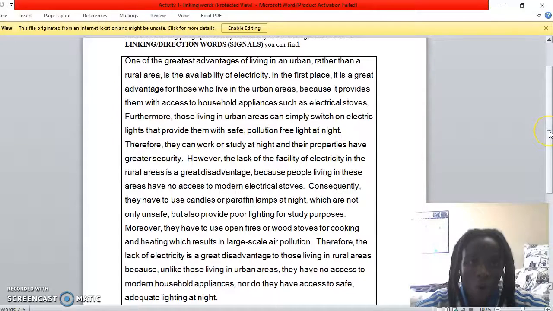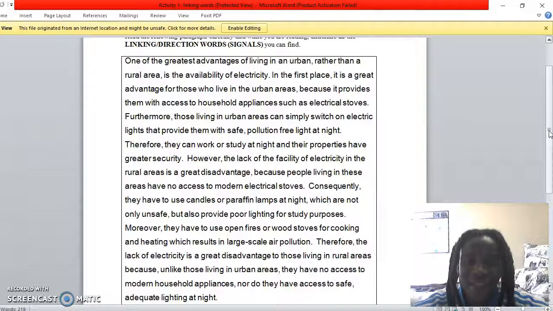One of the greatest advantages of living in an urban rather than a rural area is the availability of electricity. In the first place, it is a great advantage for those who live in the urban areas because it provides them with access to household appliances such as electrical stoves. Furthermore, those living in urban areas can simply switch on electric lights that provide them with safe pollution-free light at night. Therefore, they can work or study at night and their properties have greater security.